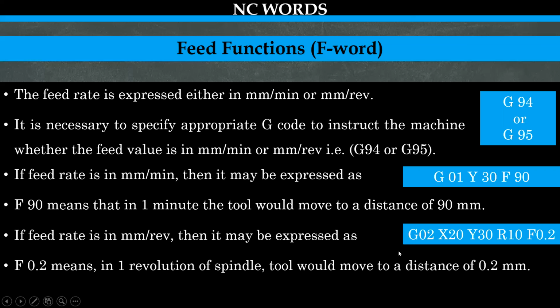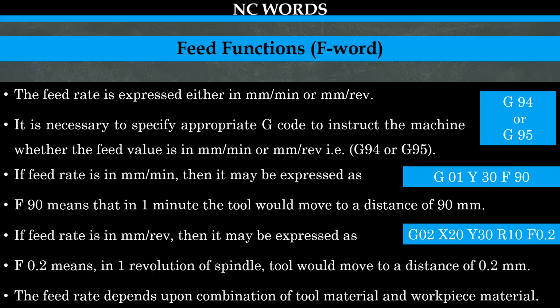Whereas in mm per revolution, where feed is 0.2, it means in one revolution of the spindle, the tool will move a distance of 0.2 mm. So it is possible to move a distance of 0.2, 0.3, 0.4 mm only in one spindle revolution. It is not possible to move a linear distance of 90 mm in one revolution. And it will be too small a distance to move 0.2 mm when the feed is in mm per minute. By looking at the feed, one can understand whether it is specified in mm per minute or in mm per revolution.